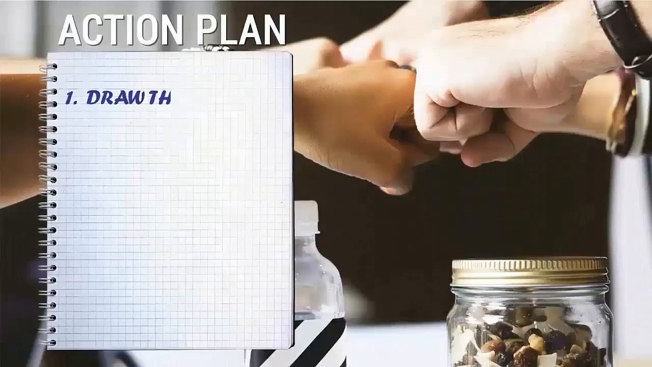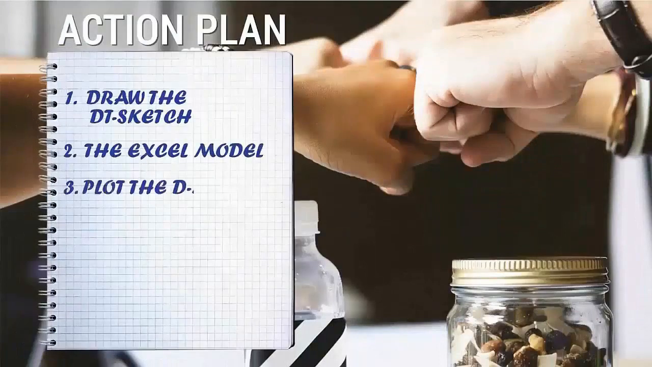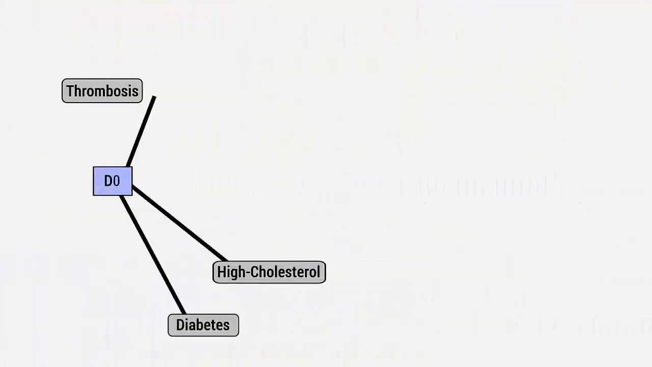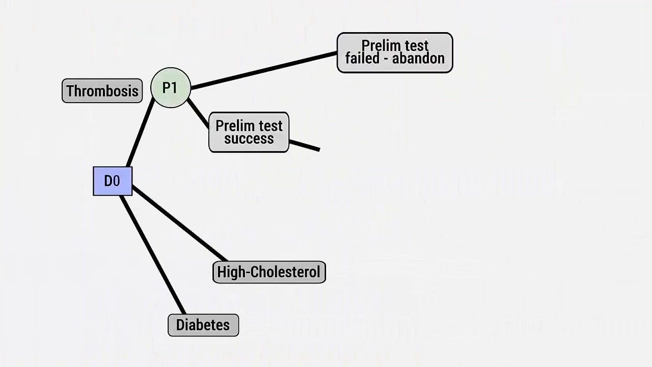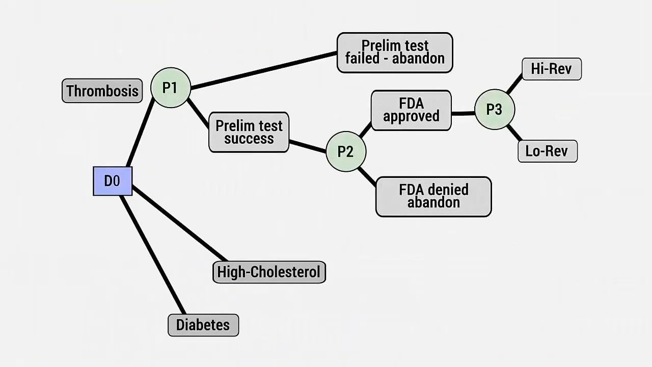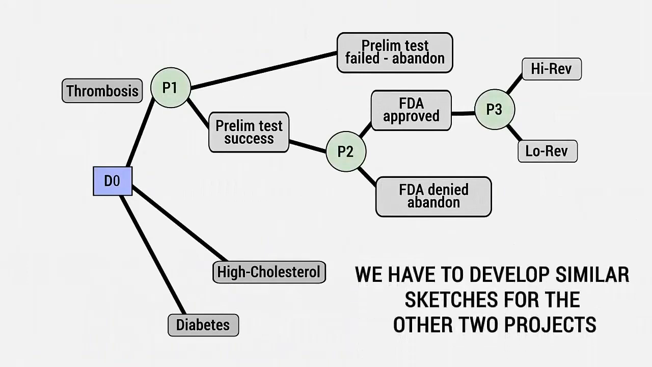Action plan. First, draw the DT sketch, then develop the Excel model, then plot the D-zone map, and finally study the uncertainties. Here we have the sketch for the decision tree. We have 3 options, and let's focus on thrombosis. If the preliminary tests are successful, then we proceed for FDA approval. And if FDA approval is granted, we proceed to market, and there is a potential for high revenue or low revenue. Similarly for the other two projects.